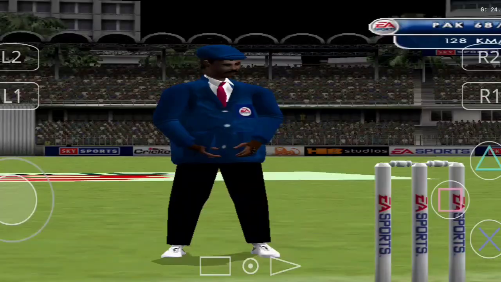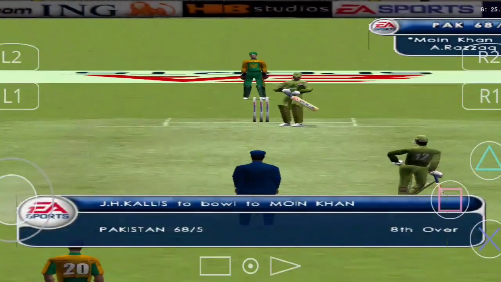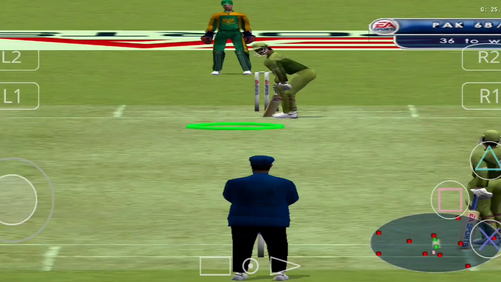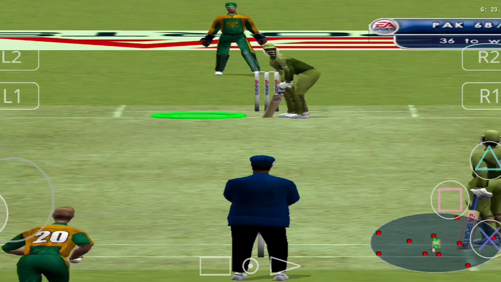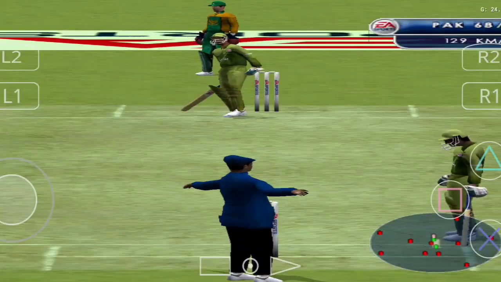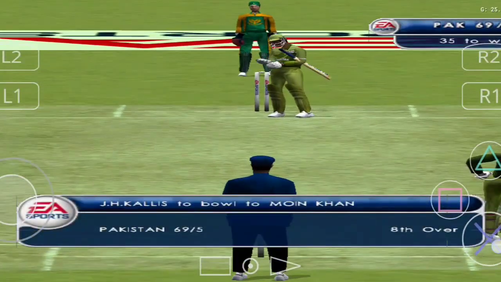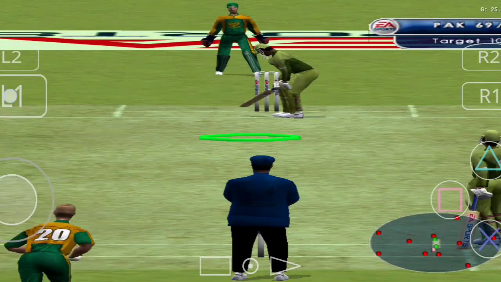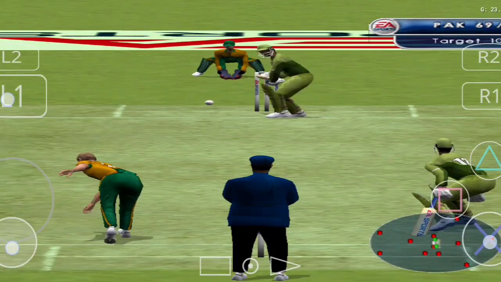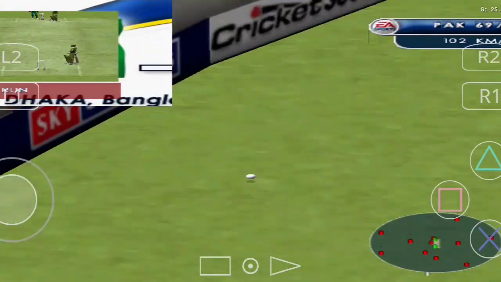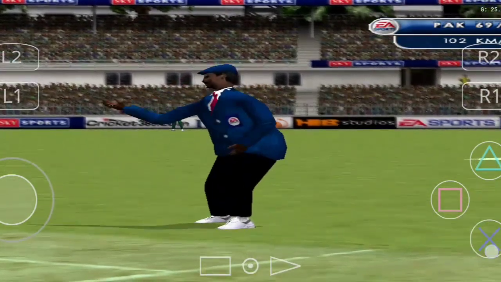That has to be close. No response from the umpire. In my opinion, it wasn't out, but it was very close. Cullis at the start of his run-up. There it goes. Khan has now moved into the 20s.